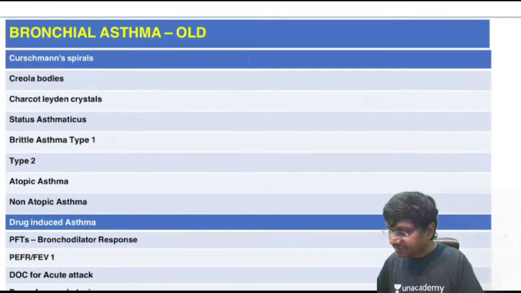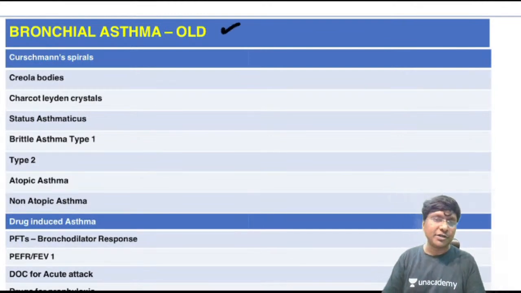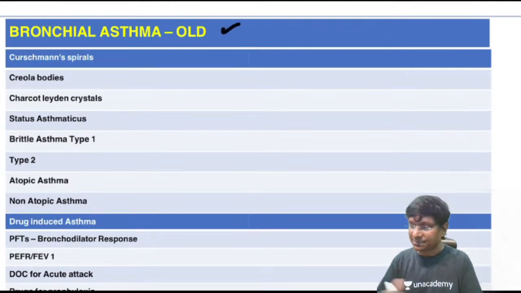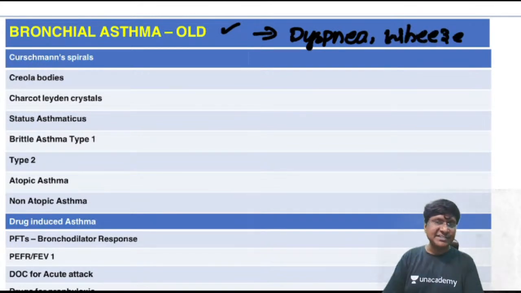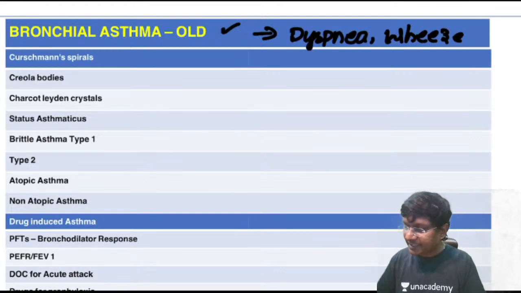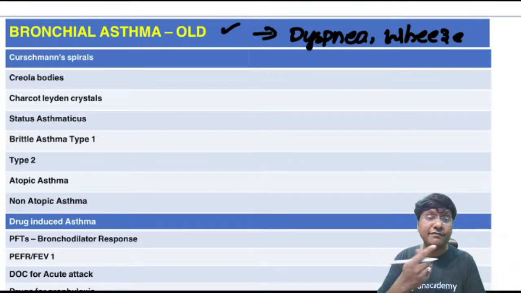Now after having discussed COPD, let me take up another important obstructive lung disease, that is bronchial asthma. So in bronchial asthma, what do the patients present with? They present with dyspnea, and along with dyspnea they also have wheeze, and mainly it is expiratory wheeze. Along with dyspnea and wheeze, they also have cough with sputum, cough with expectoration.